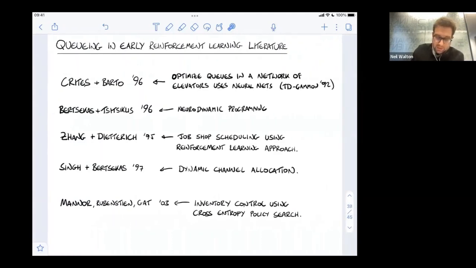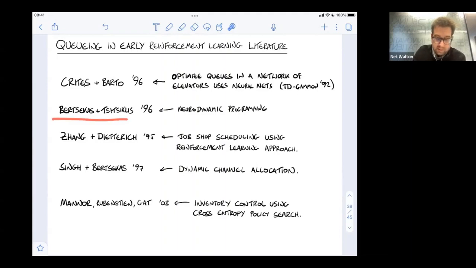One of the things to argue is that the theory of reinforcement learning, though it has grown quite a bit over the last 5-10 years, has been intrinsically linked with the development of queuing systems. One of the earliest examples of applying a neural network to a reinforcement learning problem was for a queuing system, essentially elevators and lifts. There's the Crites and Barto paper in 1996.